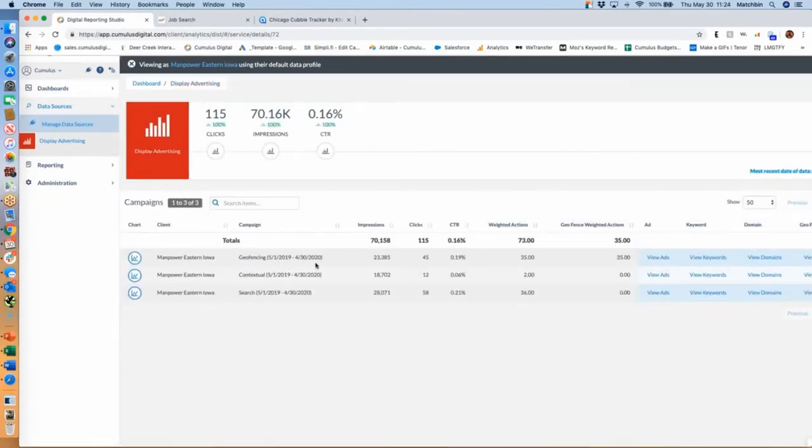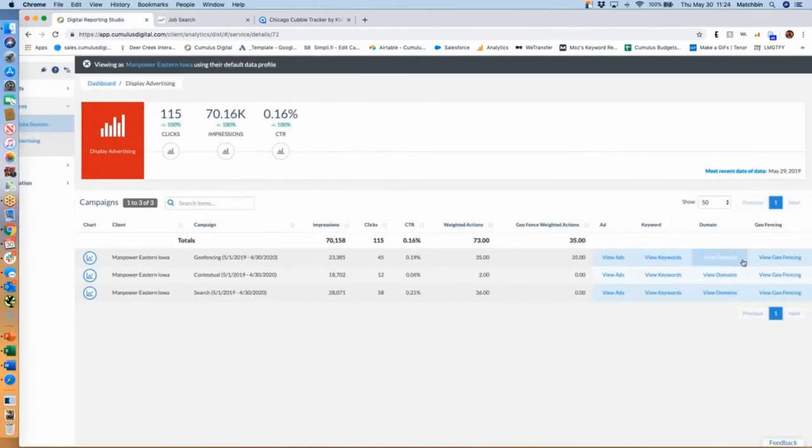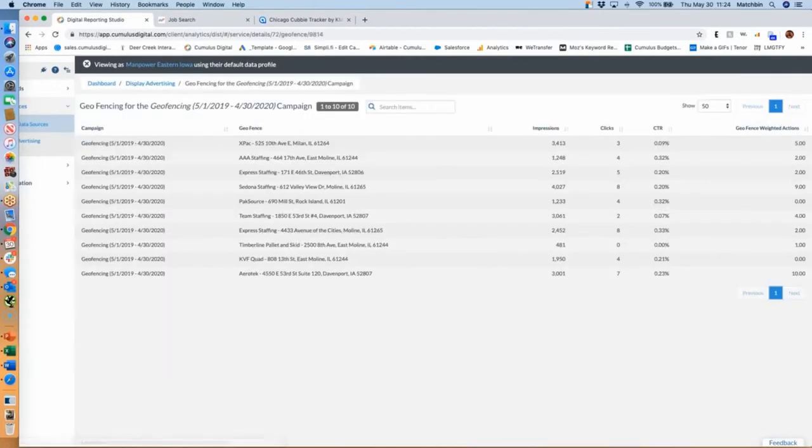Okay. Also for geofencing here, let's cruise on over to here. We're actually going to view the geofences. So in this particular campaign, there are 10 geofences. You can see the name of the geofence, the address of the geofence, how many impressions each one has served, the click-through rate, and then obviously probably the most important information over here is the weighted actions. So let's sort this greatest to least.